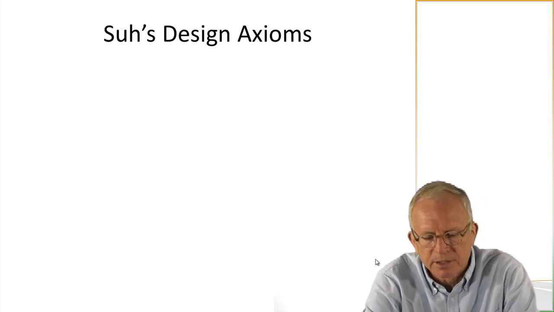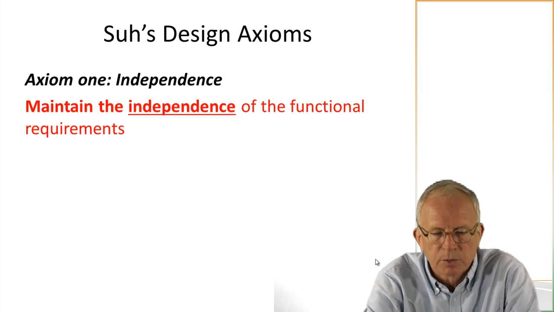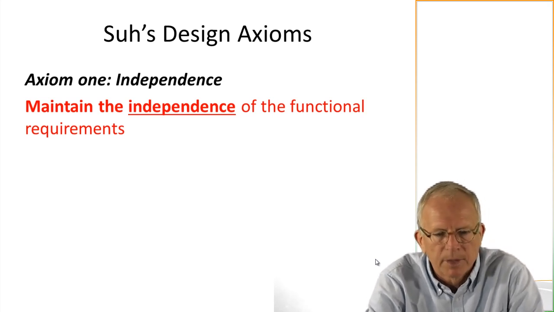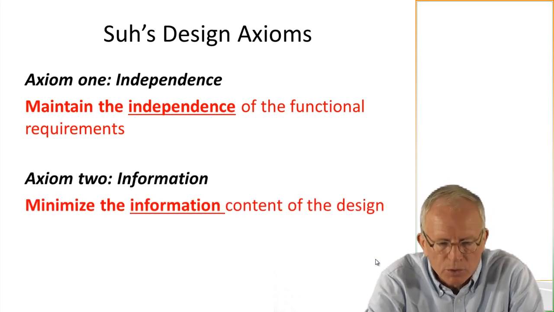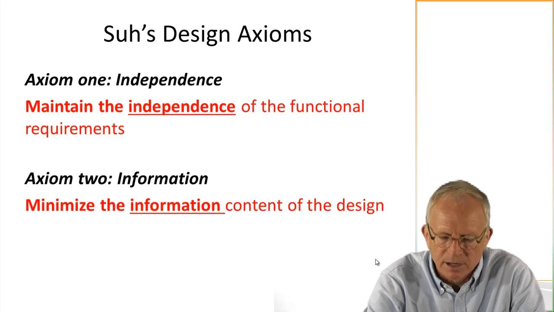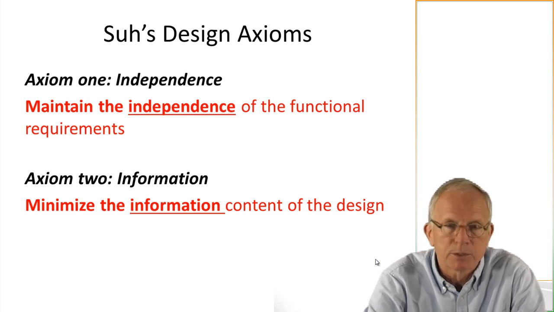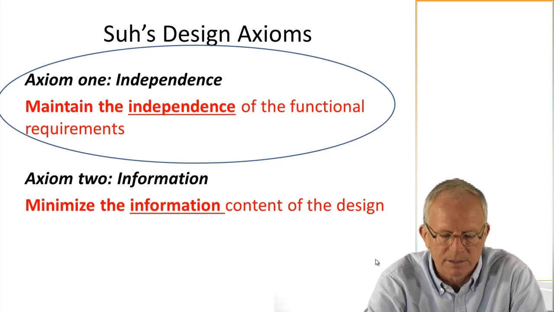Anyway, let's start off with Suh's axioms before we look at these examples. These were covered in the last video as well. Axiom 1, also known as the independence axiom, says maintain the independence of the functional requirements. Axiom 2, known as the information axiom, says that we should minimize the information content of the design. In the series of examples that we're going to look at now, we'll be focusing on Axiom 1, independence.